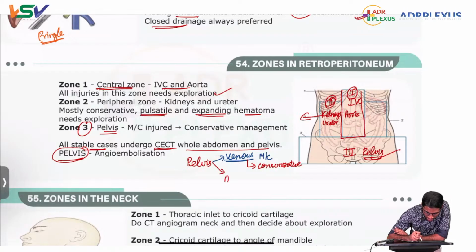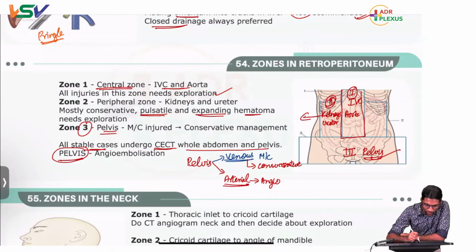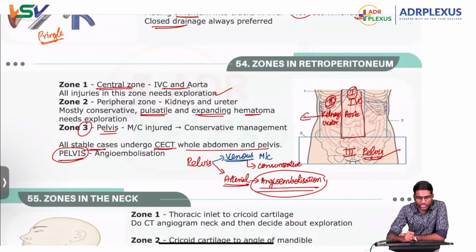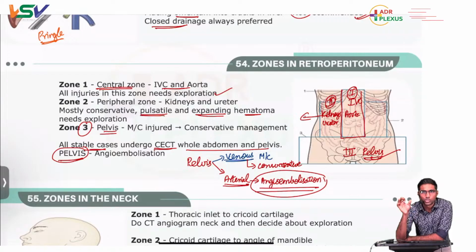But if it is an arterial bleed, it can be conservatively managed. But even after that, if the patient is deteriorating, you do something known as angioembolization. So angioembolization can be given a trial. Identify the site of the bleeder and you just embolize that vessel. It will stop bleeding.